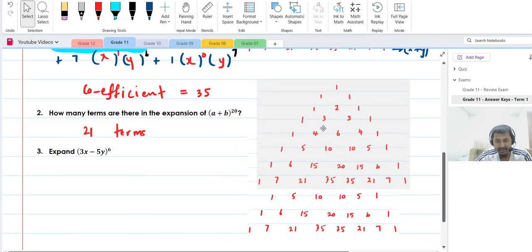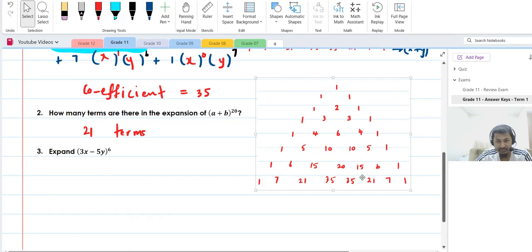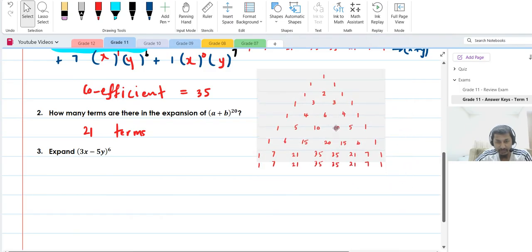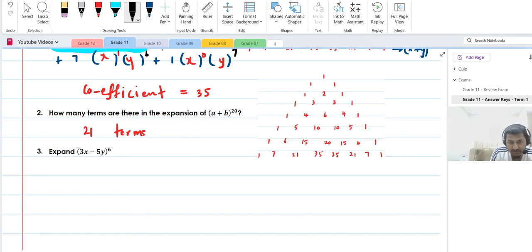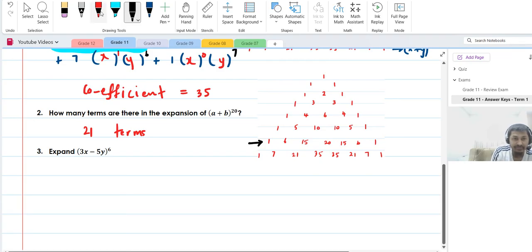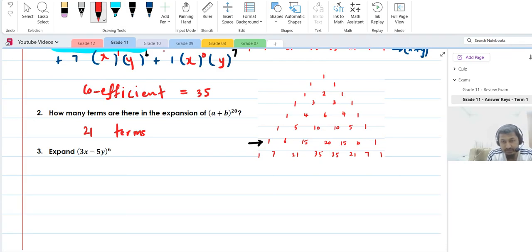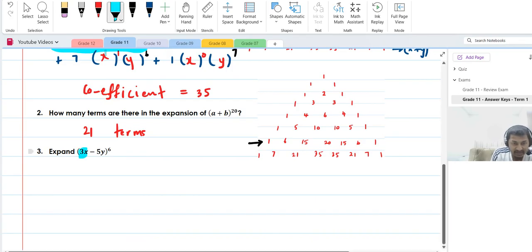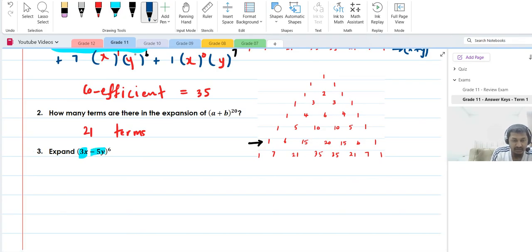So looking at the Pascal's triangle, we want to expand x plus y to the power 6. Remember this was to the power 7, so x plus y to the power 6, we are looking at the 7th row. What I mean by 7th row is first, second, third, fourth, fifth, sixth, 7th row. So it's 1, 6, 15, 20, 15, 6, 1. So that's what we will write. We'll take 3x as our a and minus 5y as the b value.